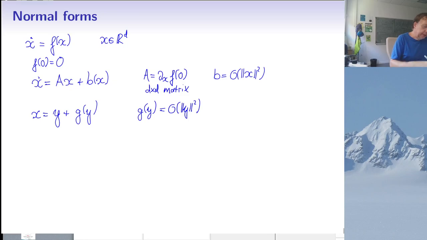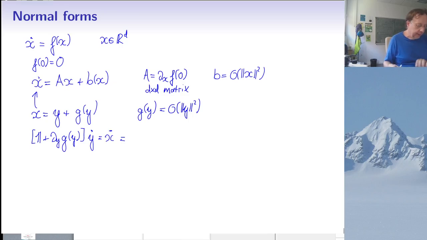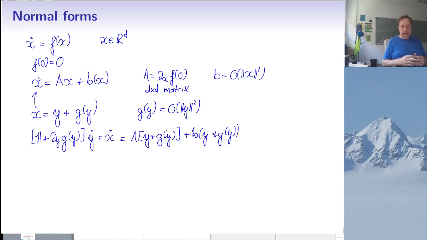So to do that, what we do is that we plug this change of variable in this equation here, and we see what we get. And so what we get is the identity matrix, which I write like this, plus the Jacobian matrix of g at y, times y dot, that is x dot. And that is given by what I get by replacing x on the right-hand side by y plus g of y. So it is given by A times y plus g of y, plus B of y plus g of y. And now if I multiply everything on the left by the inverse of this matrix here, assuming such an inverse exists, I will have found the equation for y dot.